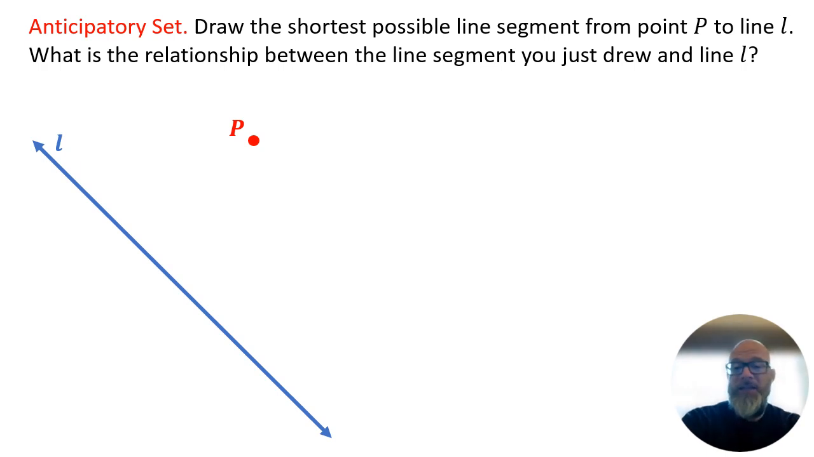Draw the shortest possible line segment from point P to line L, and what's the relationship between the line segment you just drew and line L? All right, go ahead and try it.